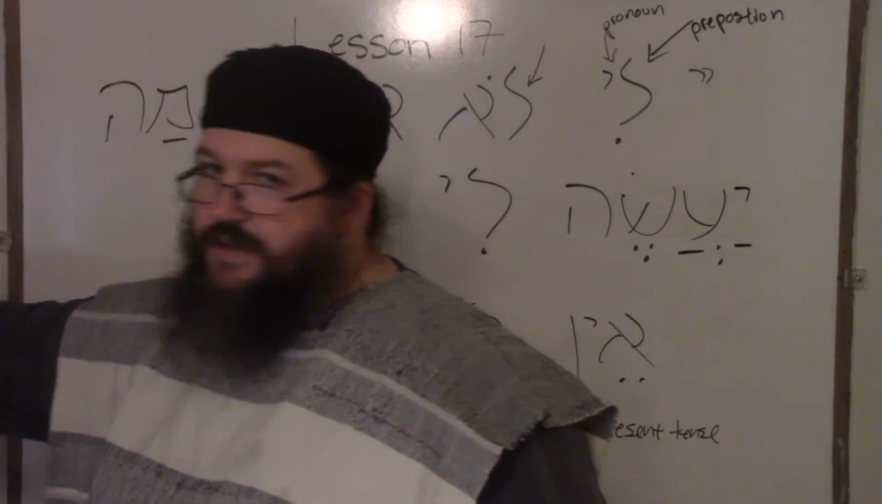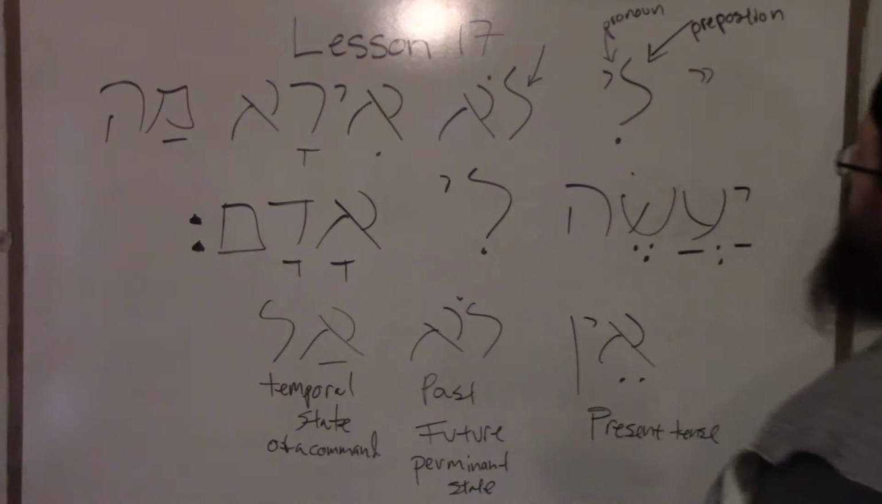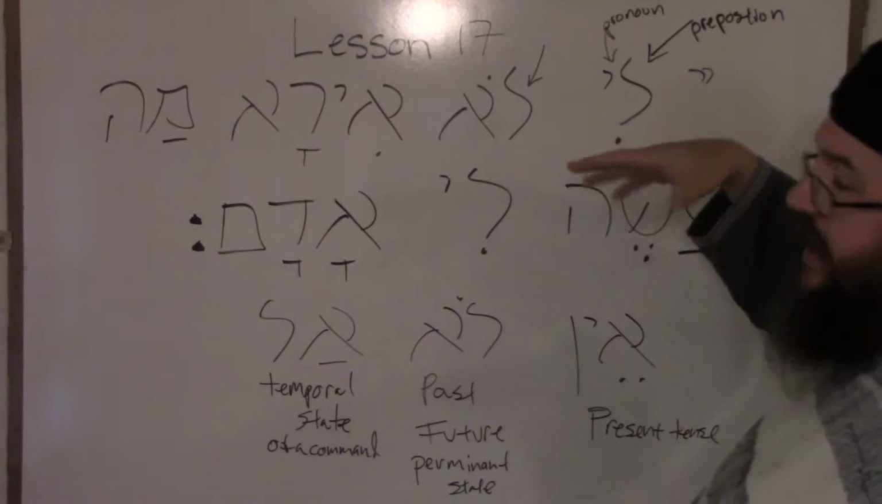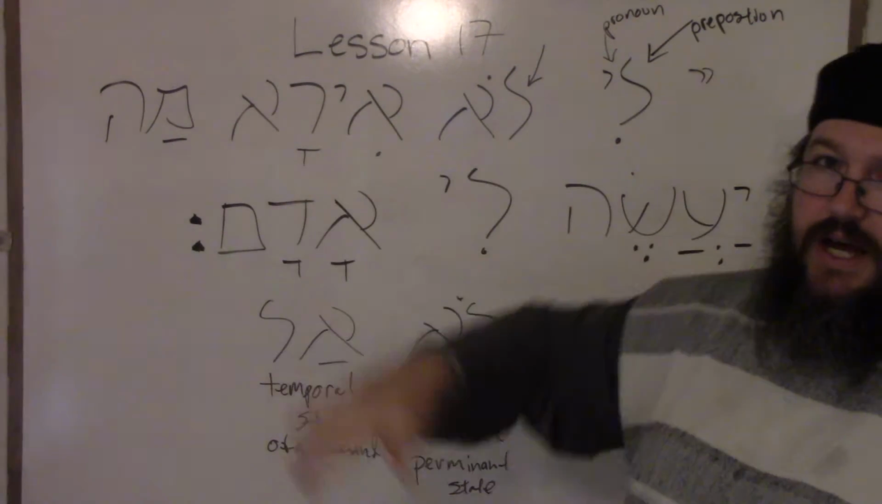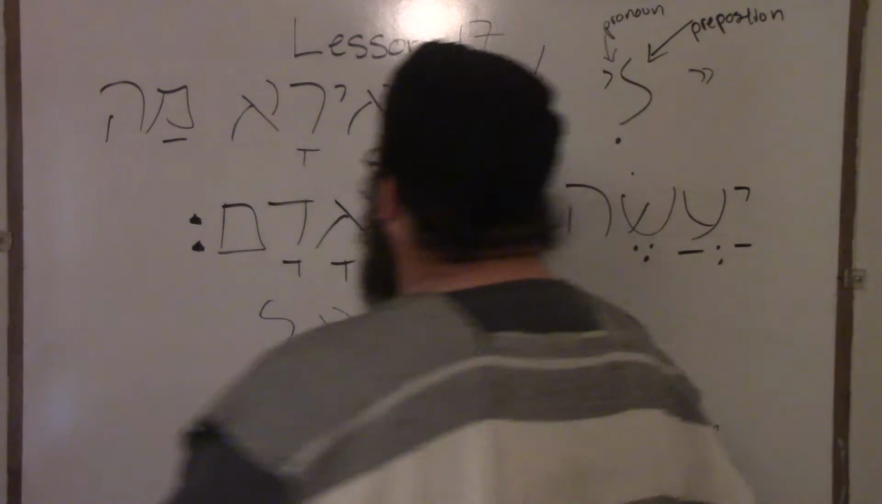So now that we're done with this part, we say, Adonai li, the Lord is for me, lo ira. So lo ira.